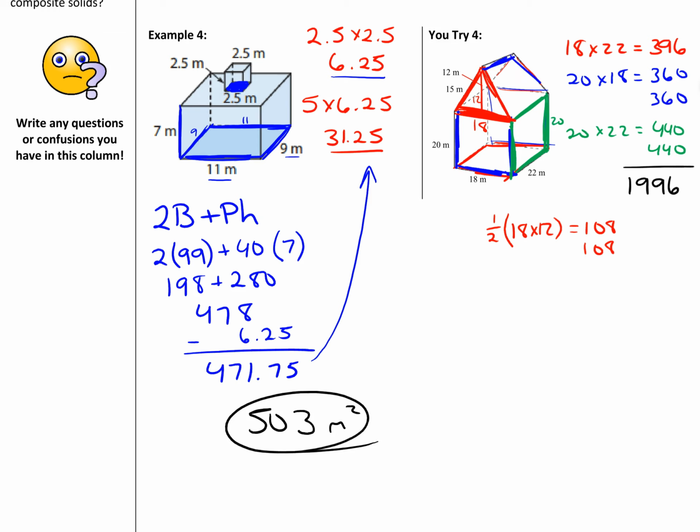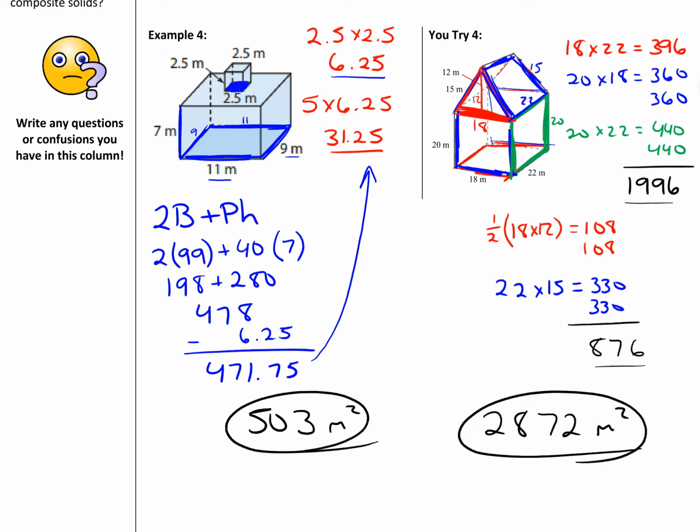And finally, we have 2 rectangular faces that are the same. Their dimensions are 22 by 15. You can see the 15's right here, which means it carries all the way around. And that's 330. Remember, there are 2 sides that are 330. If I add all that up, that comes to 876. And if we add our 2 composite figures together, we get a total surface area of 2,872 meters squared.